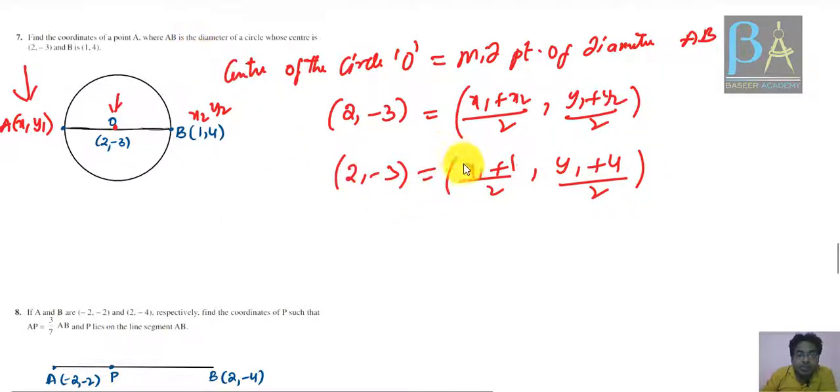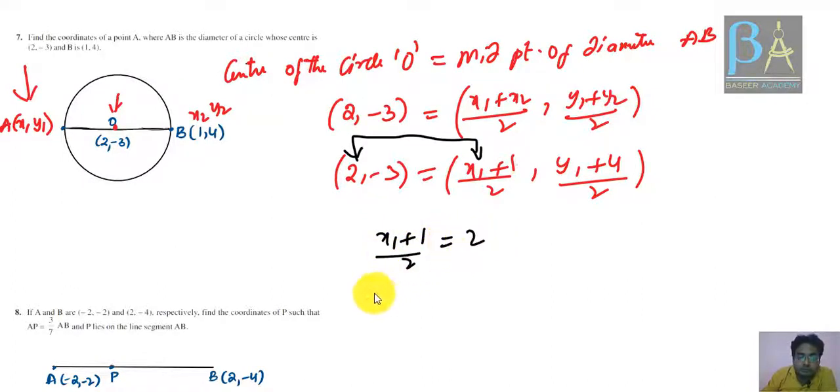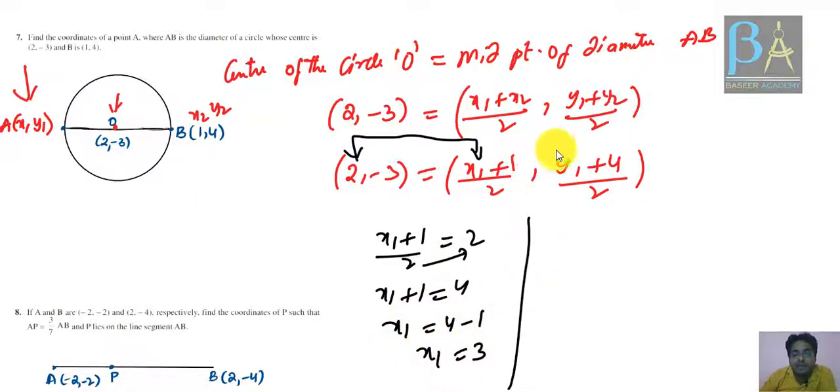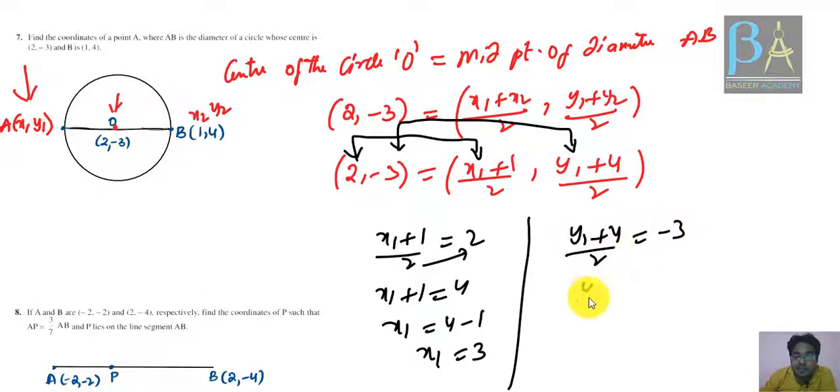Now to find out x1, let me compare the x coordinates. Two into 2 is 4, obviously, so x1 is going to be 4 minus 1, which means x1 is going to be 3. To find out the value of y1, let me compare the y coordinates. So (y1 plus 4) by 2 is equal to -3. y1 plus 4 is equal to 2 into -3, which is -6.